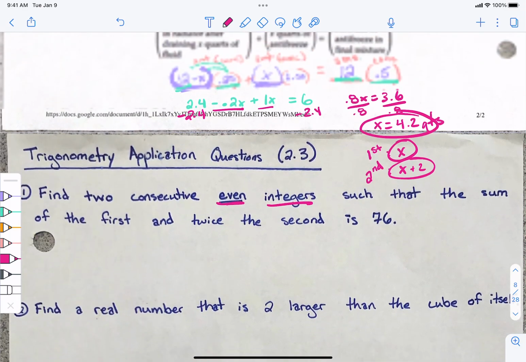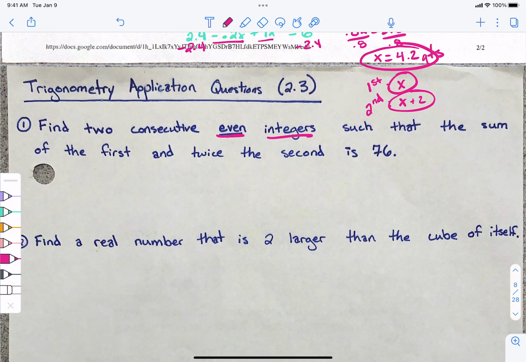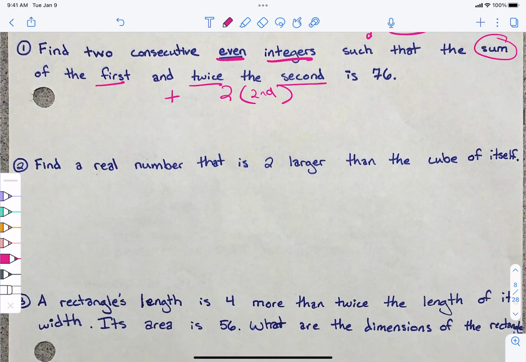Figure out what those need to look like in example 1, such that the sum, which means you're adding, the first and twice the second, so 2 times whatever the second number is, should be 76, and then solve. That's what consecutive even integers are, x and x plus 2.